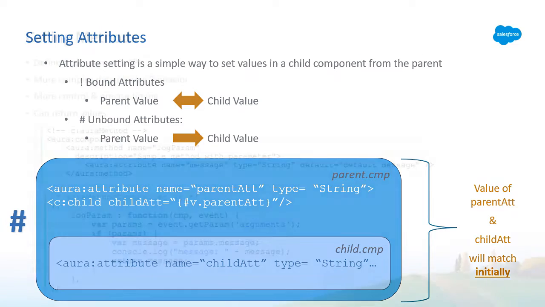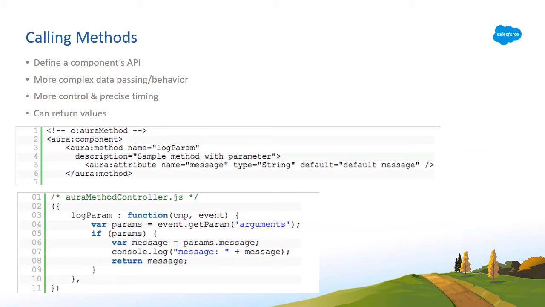Next, I want to talk about methods. So calling methods, you can kind of think of methods as defining an API for your components. This is where you're telling all the other components in your structure, this is how you can interact with me. Here are the types of things you can make me do. And, ooh, that markup is rough.